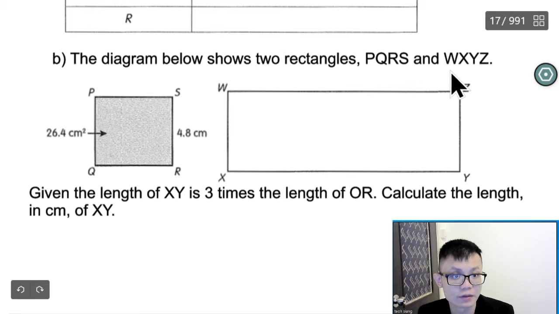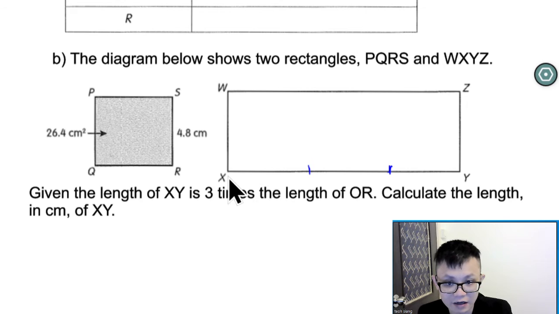Okay, for question B, the diagram below shows two rectangles PQRS and WXYZ. Given the length of XY is 3 times of QR. Means when I read this question, I know that if QR here, QR here, so that is 3 QR, correct or not? I just write here the length of QR.